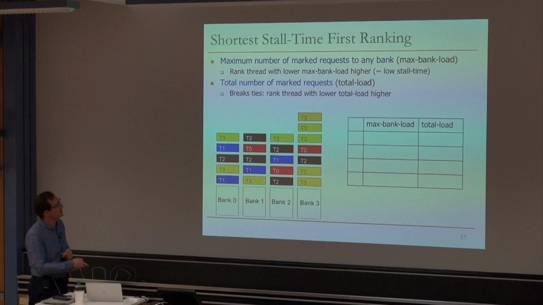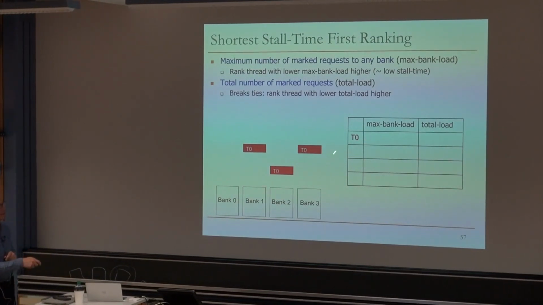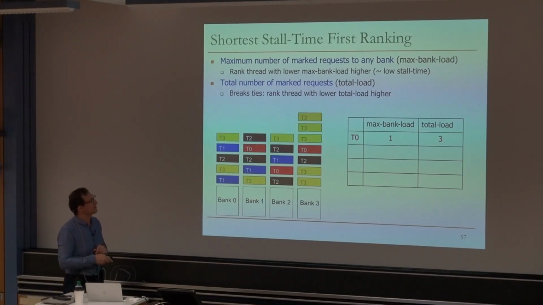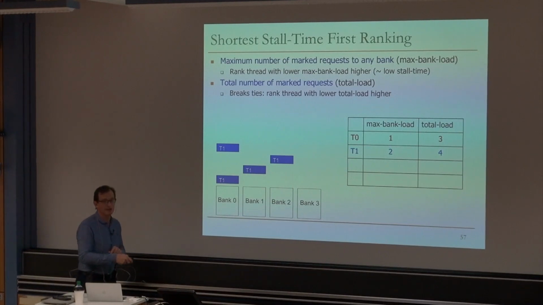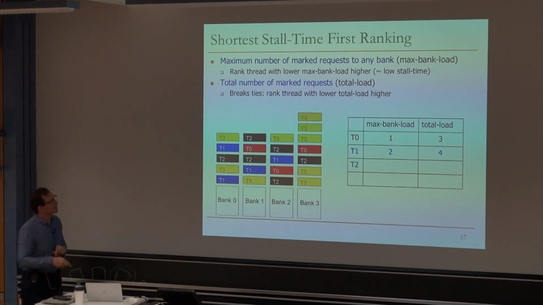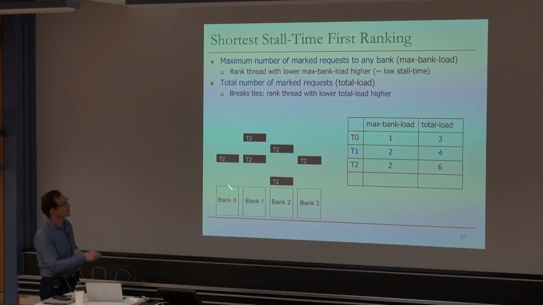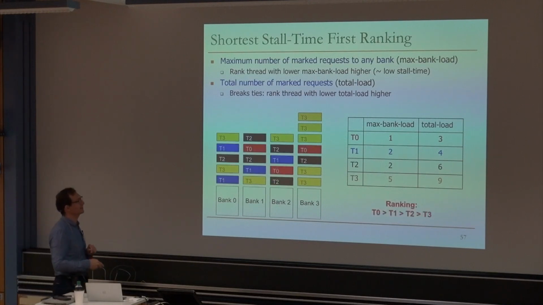So let's take a look at thread 0 first. If you isolate its requests, the maximum number of requests it has to any bank is 1. So its max bank load is 1. Its total load is 3. Thread 1: the maximum number of requests it has to any bank is 2. It has 2 requests to bank 0, 1 request here, 1 request here. As a result, its max bank load is 2, and its total load is 4. Thread 2: the maximum number of requests it has to any bank is 2, and its total load is 6. And thread 3: the maximum number of requests it has to any bank is 5, and its total load is 9.